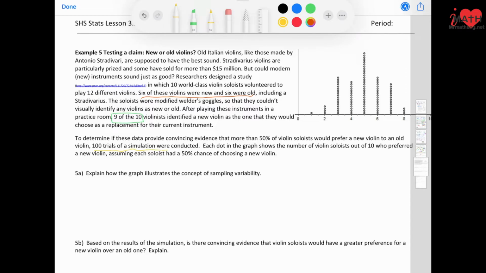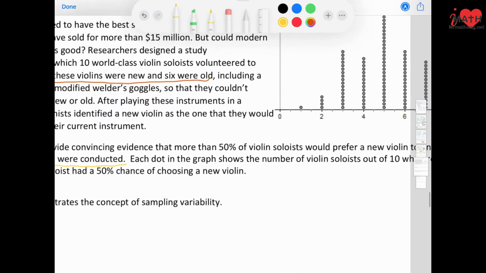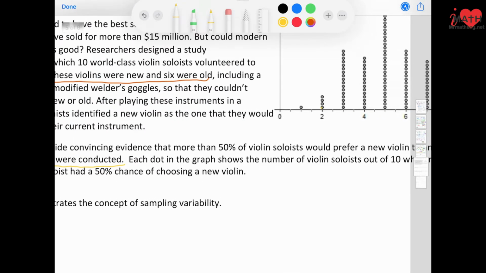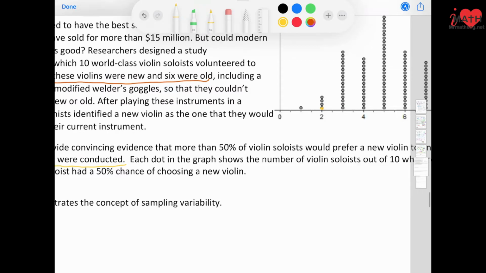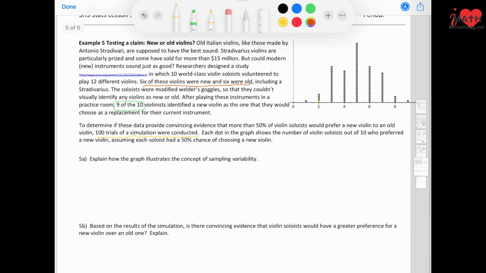100 trials of simulation were conducted. Each dot in the graph shows the number of violinists out of 10 who preferred a new violin. So, for example, this little dot I'm going to put here, in that simulation, 2 of the 10 preferred a new violin, assuming each soloist had a 50% chance of choosing a new violin. And I think that's kind of like the other idea from that sentence.